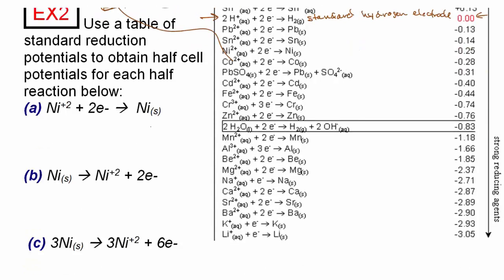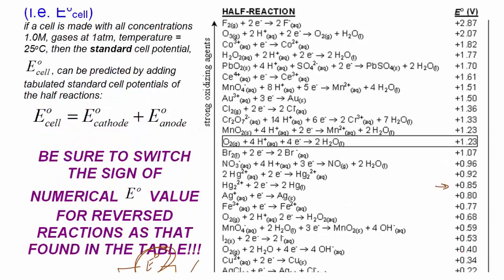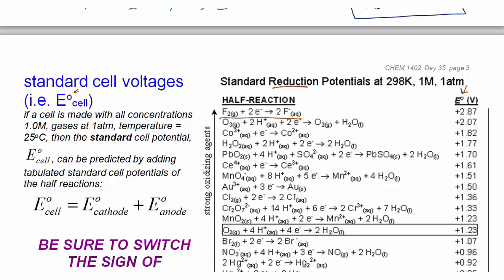Use a table of standard reduction potentials, that's what that table is, to obtain half-cell potentials for each half reaction below. So find this one. Nickel plus 2 electrons goes to nickel solid. Now notice, if we clean this up, electrons are always being added on the reactant side. So things are always getting reduced. That's why they call these reduction potentials.